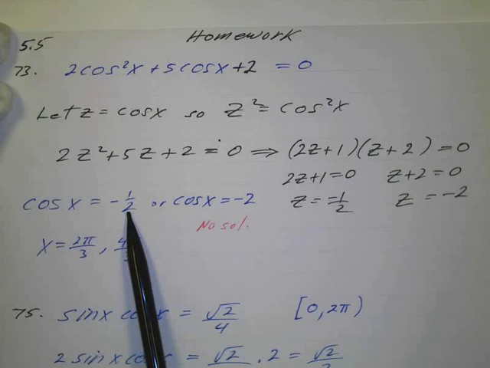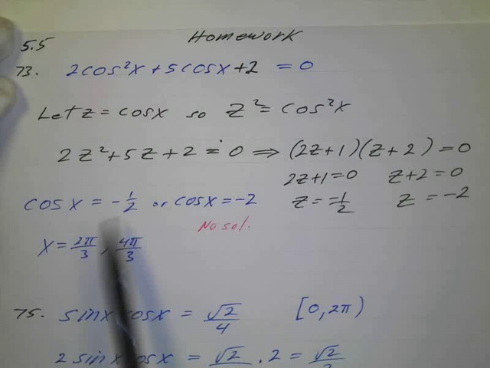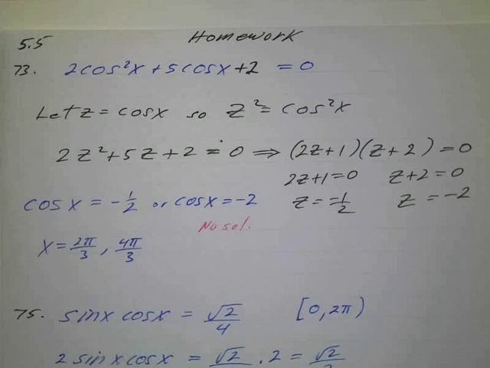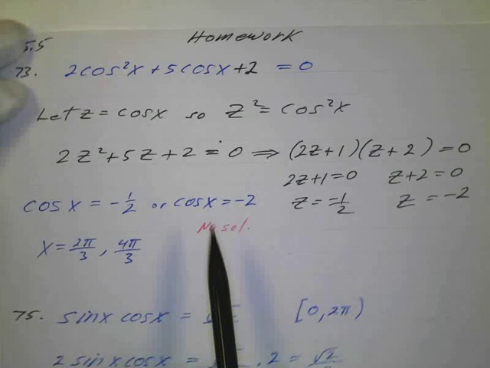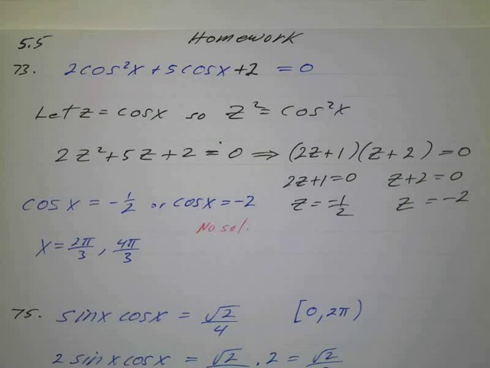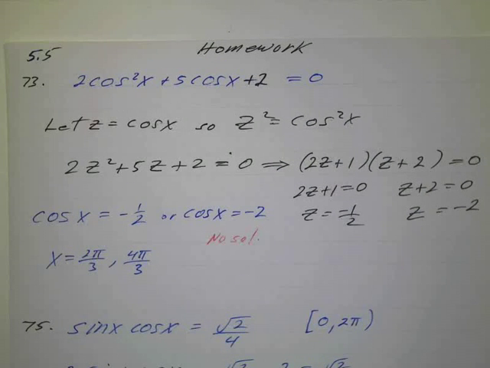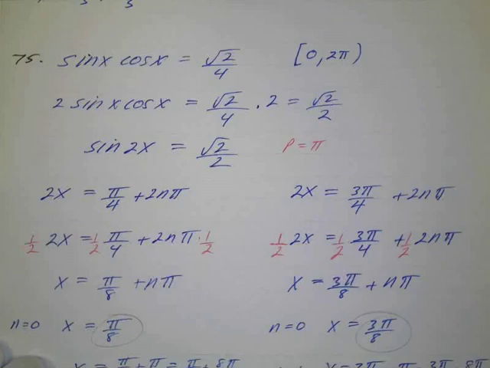So if cosine equals negative 1/2, we know the cosine of 1/2 is at pi over 3, so negative 1/2 is 2 pi over 3 and 4 pi over 3. That's going to be the second and the third quadrants because it's positive in the first and the fourth quadrant. And over here, remember the cosine is always between -1 and +1. It can't be -2, so there's no solution. Okay. All right, let's take a look at 75.